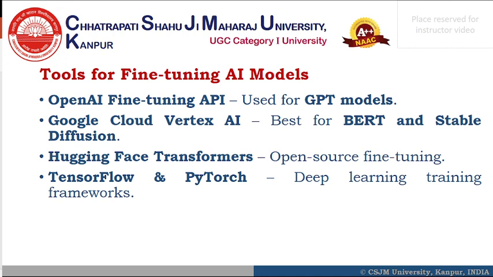So first one is OpenAI fine tuning, that is API for GPT models. If you consider one example to understand it, a healthcare company fine tunes GPT-4 to generate medical reports and summarize patient data based on industry terminology.